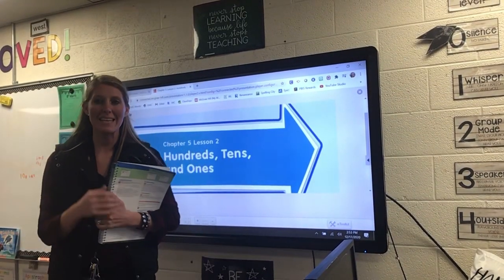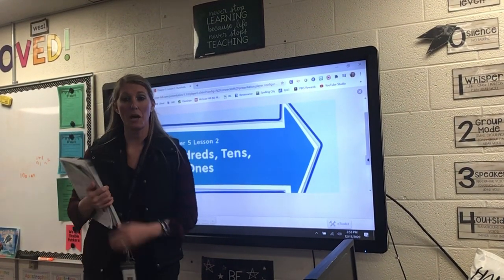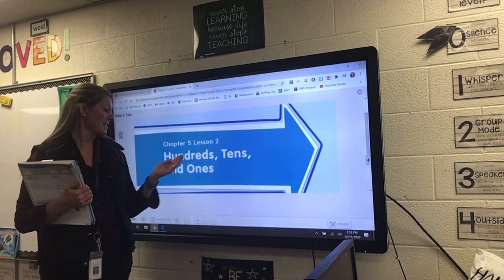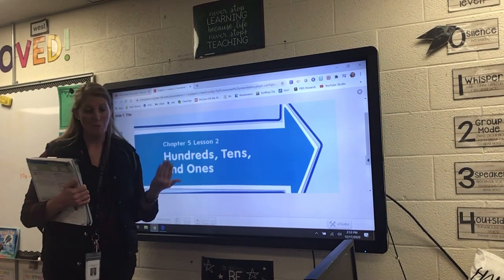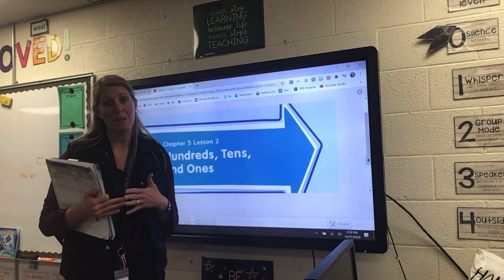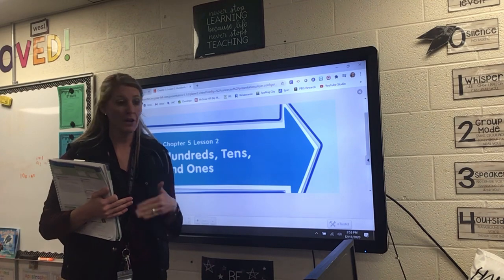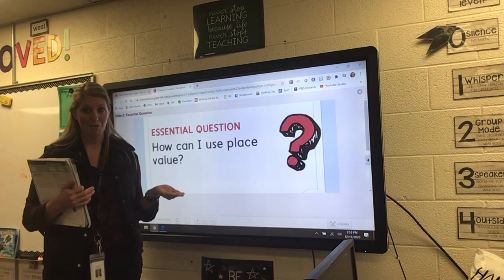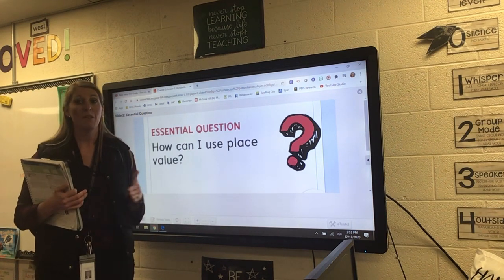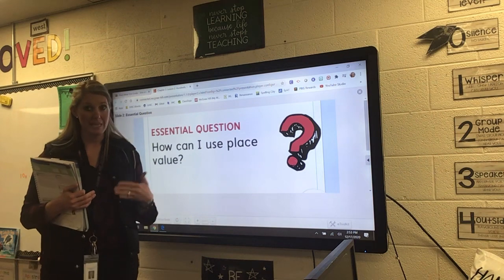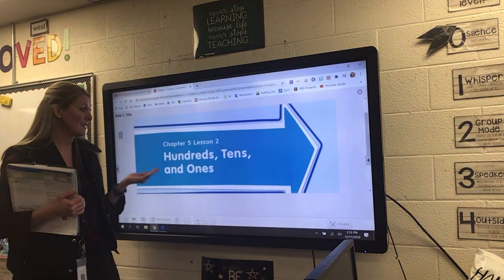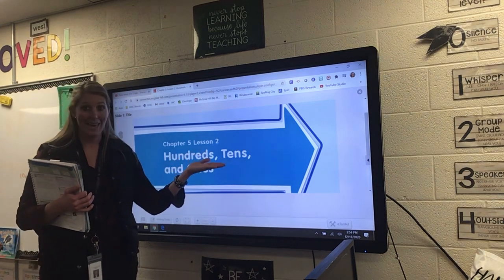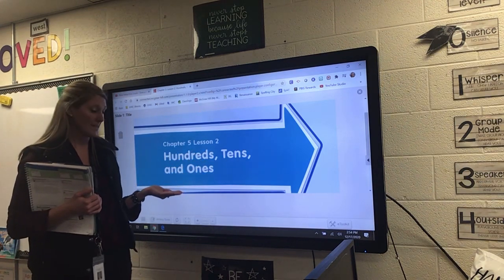Second graders. Today's math lesson is chapter 5, lesson number 2 on hundreds, tens, and ones. So on Wednesday, we started chapter 5, which was on place value, and we learned our essential question is how can I use place value? Now, yesterday, we focused on the hundreds place value, but today in lesson 2, not only are we going to focus on the hundreds, we're also going to do the tens and the ones.